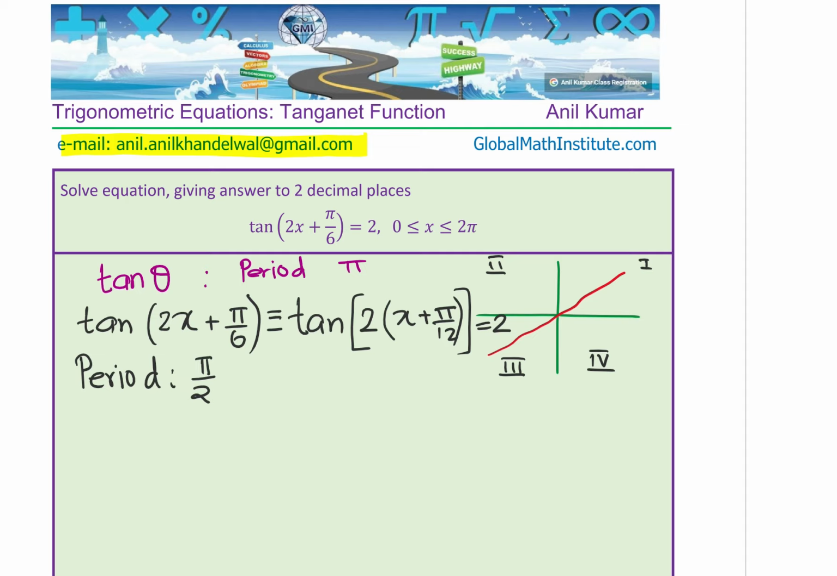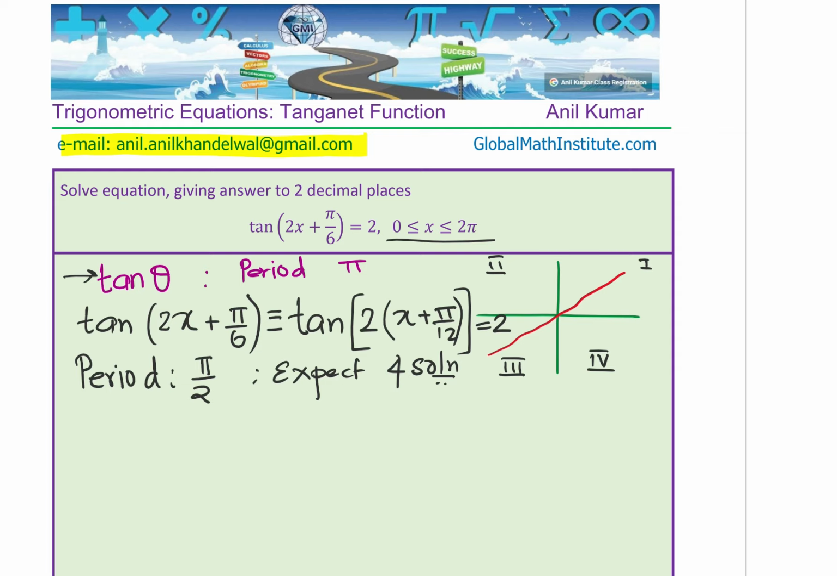So how many solutions do you expect in the interval 0 to 2 pi? Since we have two solutions in 0 to 2 pi for tan theta, and now it is horizontally compressed, we expect four solutions, correct? That is the thought process which should come to your mind when you're solving this particular question.